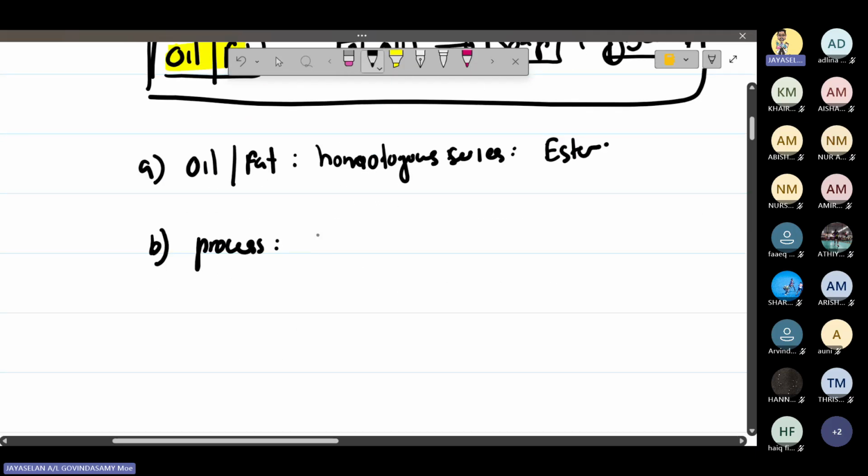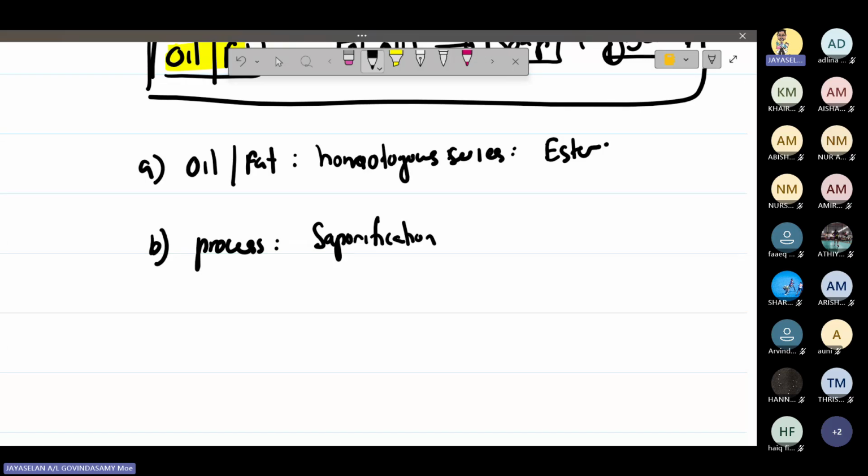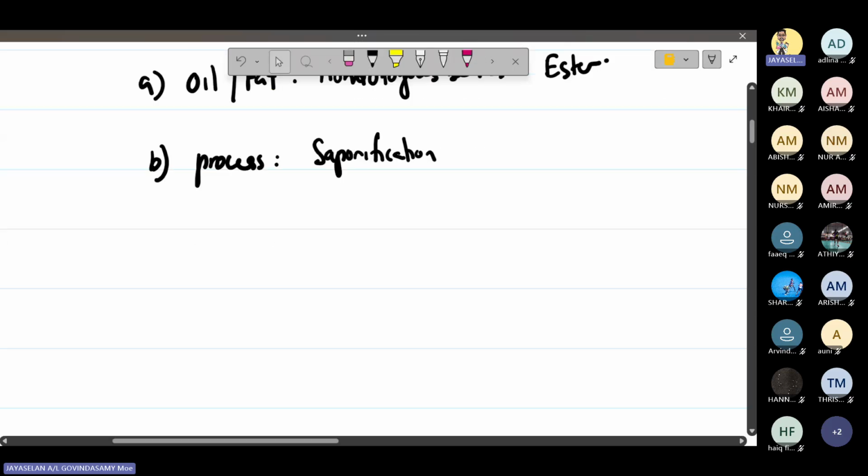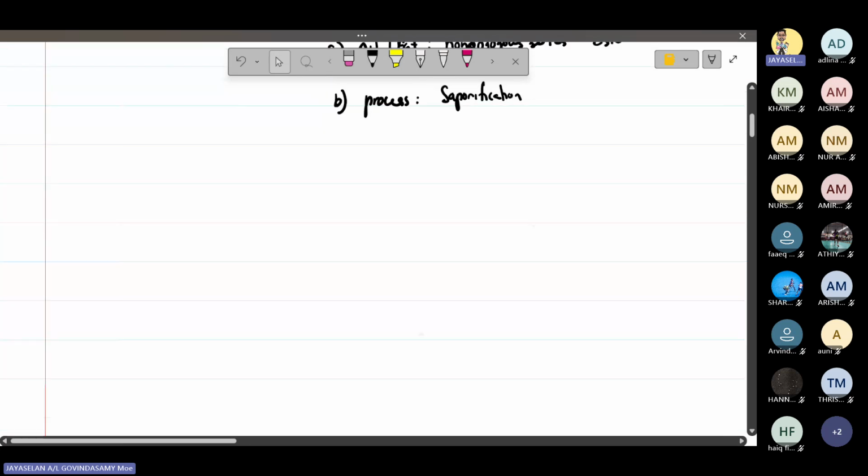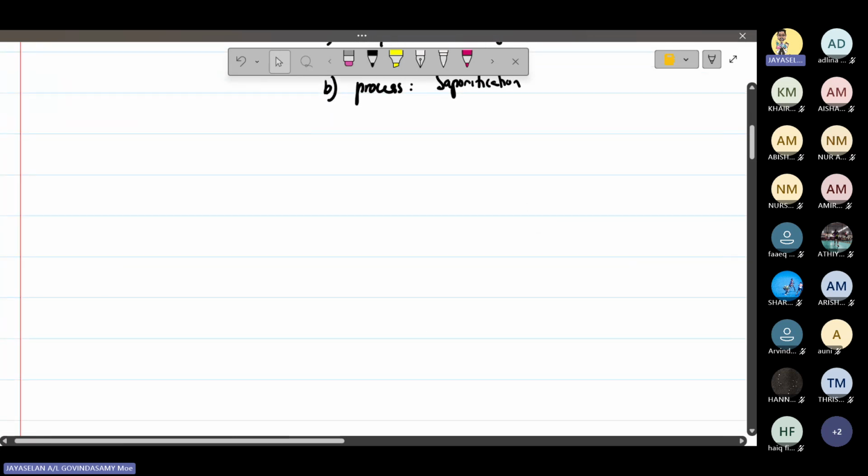The name of the process, you guys put here, saponification. You guys already score 1 mark. Any question? No question? Okay, one more. This drawing, you guys no need to memorize. Don't stress with the drawing. I will draw, but you guys don't stress.